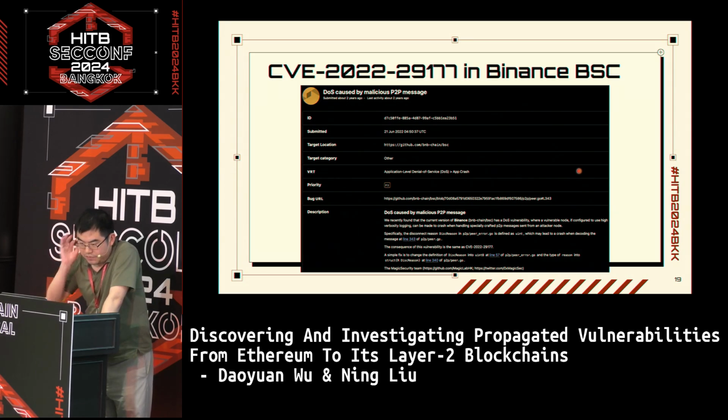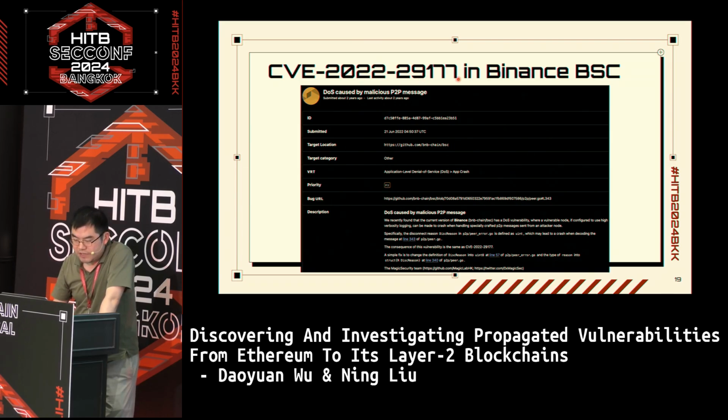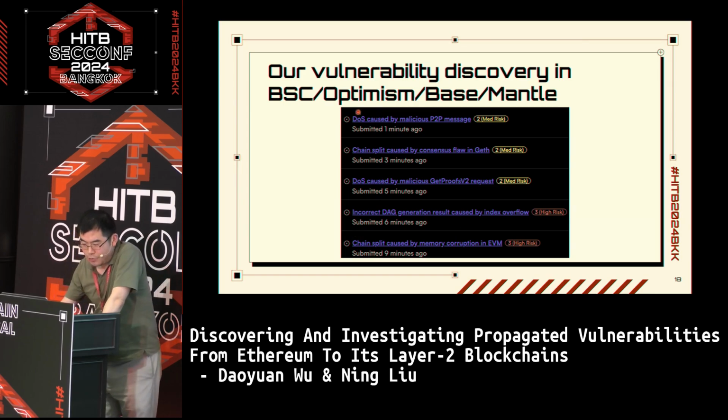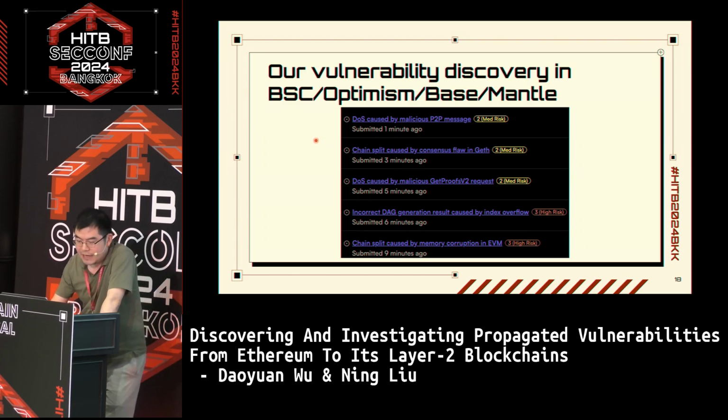Let's first go through this particular CVE case for Binance. Maybe I can first take a look at the title of this report. You can see that blockchain is still quite different from traditional software. In traditional client software, if it is simply a denial of service vulnerability, then it doesn't matter a lot.